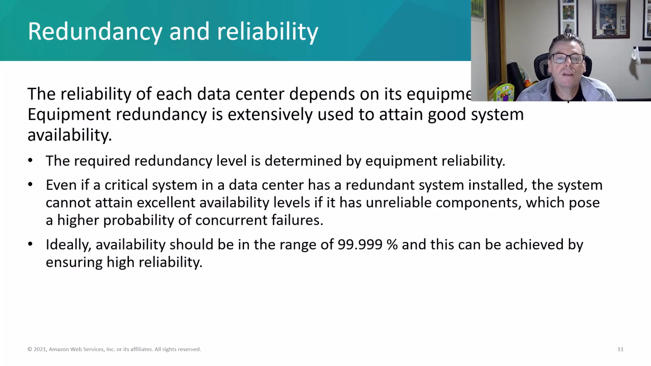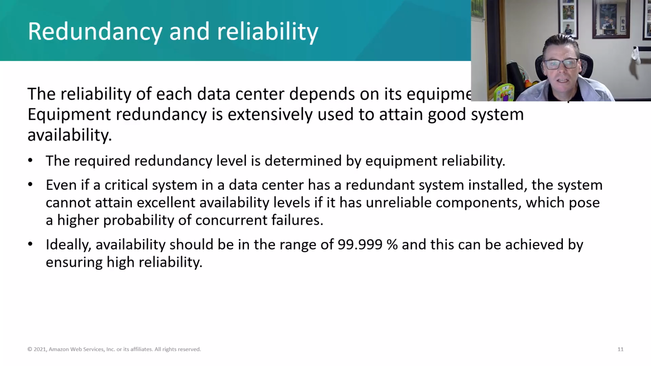It's also said that even critical systems in the data center, if they have a redundant system in place, that system may not be able to attain availability levels if components inside of it have problems. All right, and then they talk about availability should be in the range of 5 nines, 99.999%.